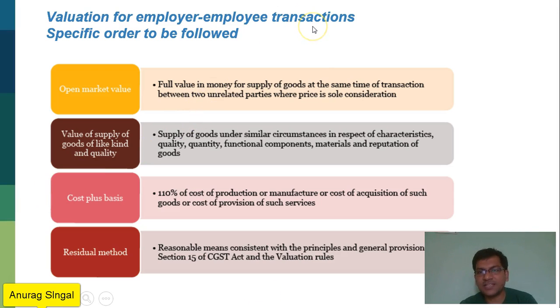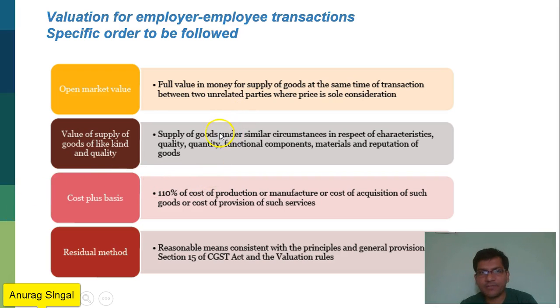And the moment such transactions fall within the ambit of GST, how does one value it? One, it is open market value. Very clear. So for example, Raymond's will set up a shop within its premises and give its shirts at a discounted rate. Then how does one value that perquisite? It will be the full value in money for supply of goods at the same time of transaction between two unrelated parties where price is the sole consideration. So the price at which Raymond would have sold the shirt to an outsider, and the difference between that and the price which it is recovering from its employee will be the amount which is chargeable to GST.